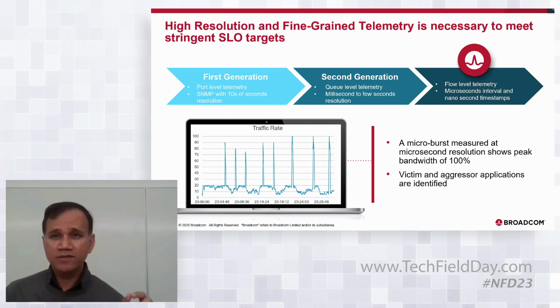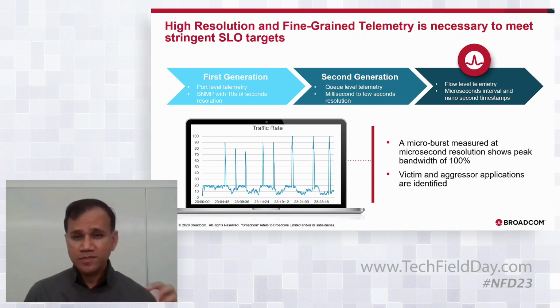And in addition to that, with the flow level telemetry, you get the 5 tuples. What are the 5 tuples that are going through the network? So you know who is using the most of the network, who is the victim, who is the aggressor, and that is fine-grained telemetry that's necessary.